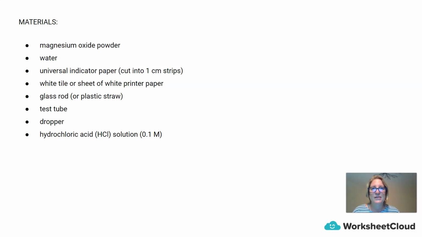If you have the means, the following is a scientific experiment that can be carried out to show the reaction. You will need magnesium oxide powder, some water, universal indicator paper, a white tile or a sheet of white paper, a glass rod or a stirring skewer or a plastic straw, a test tube, a dropper, and some hydrochloric acid.